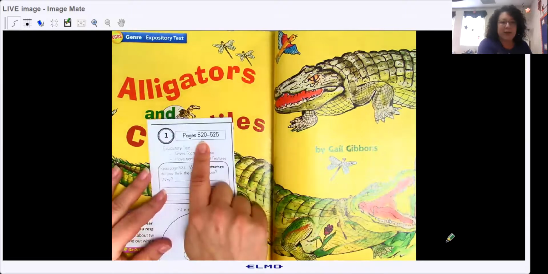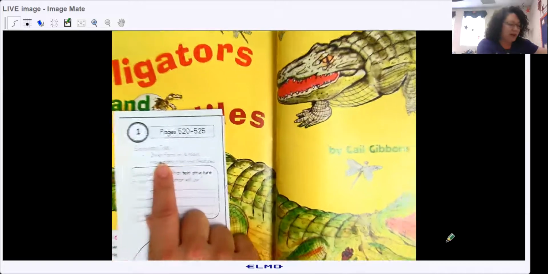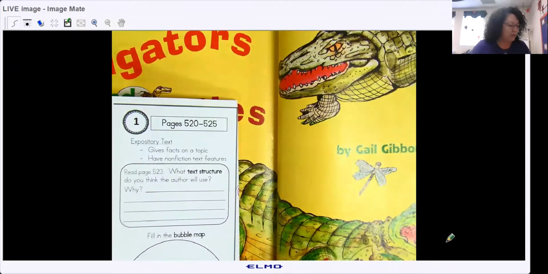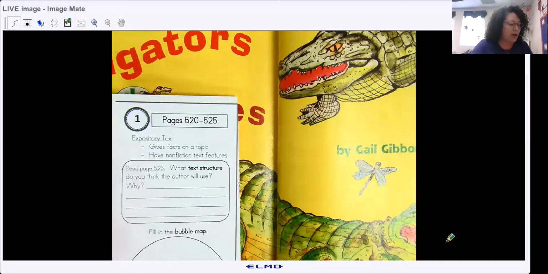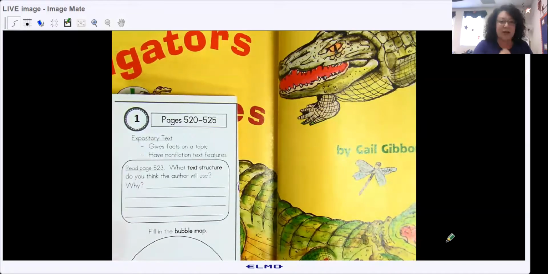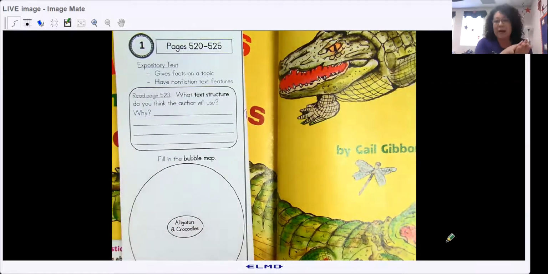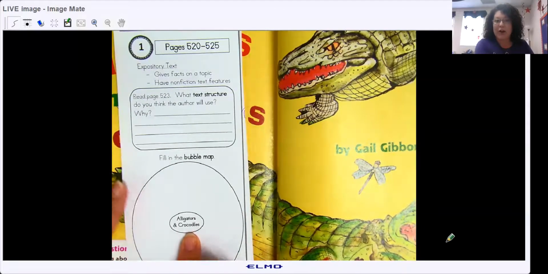Box number 1 says read pages 520 to 525. It is expository, gives facts on a topic, and it has nonfiction text features, which we talk about all the time. So this first box is page 523. What text feature do you think the author will use and why? And then we have a fill in the bubble map. This bubble map is comparing how alligators and crocodiles are similar.